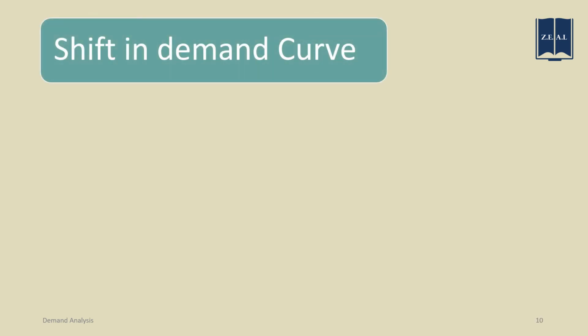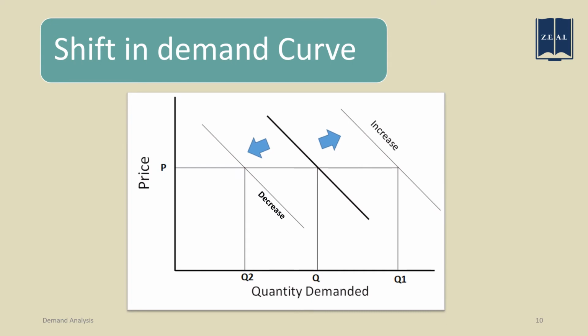In the previous slide, we derived the demand curve. Different factors cause a shift in the demand curve. If there is a change in non-price factors, then it will cause a shift in the demand curve. And if there is a change in price, then there will be movement along the demand curve itself. Now, we will learn what the different factors are which lead to a shift in the demand curve. It will make you clear.